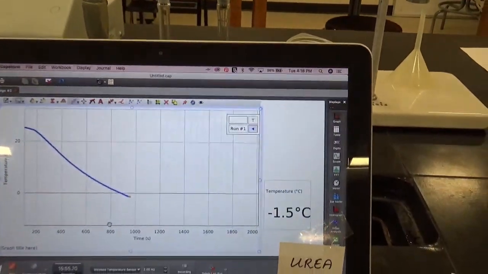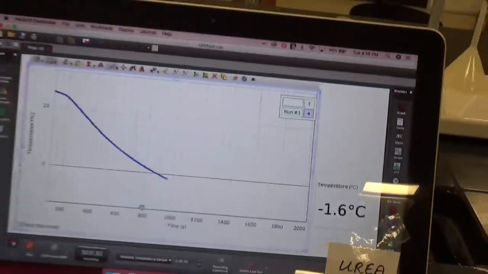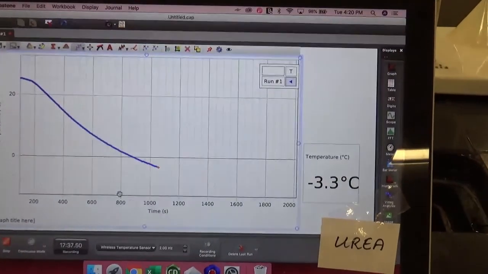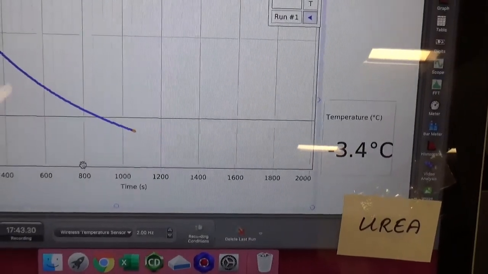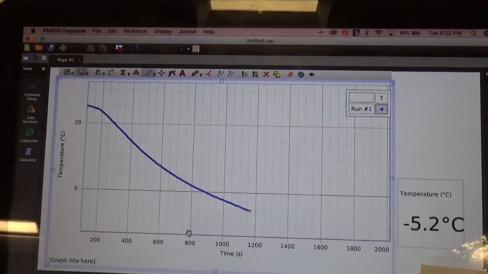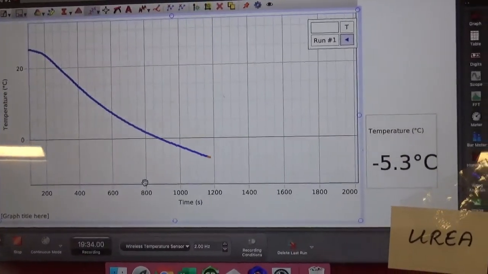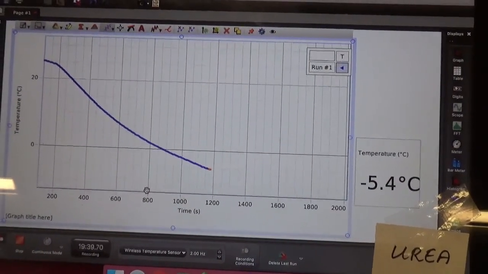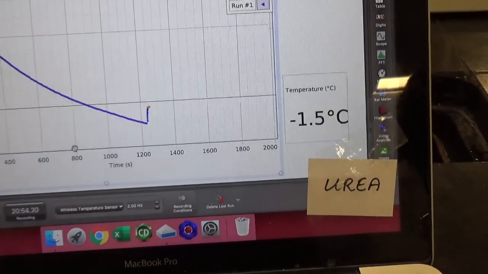You can see the horizontal black line is the zero, so it's getting there. And here the urea solution, the temperature has dipped below zero. It's at negative 1.6 now and dropping. We're down to negative 3.3 in the urea experiment. Still dropping slowly. Now we're at negative 5.3 on the urea experiment. It's still dropping. The urea experiment, big things are happening here. The temperature has gone back up.